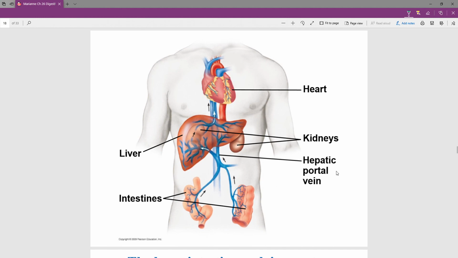This is just showing that involvement of the liver and the connection between the liver and the digestive system. The hepatic portal vein, anything that has to do with your liver, and you could think the word hepatitis has to do with the liver.